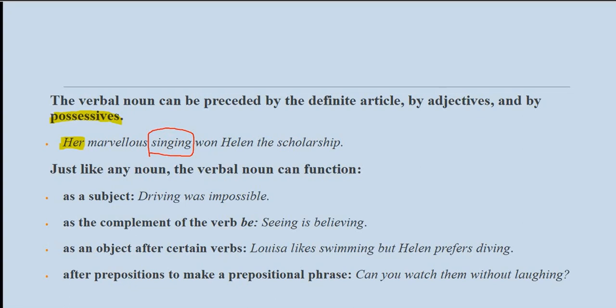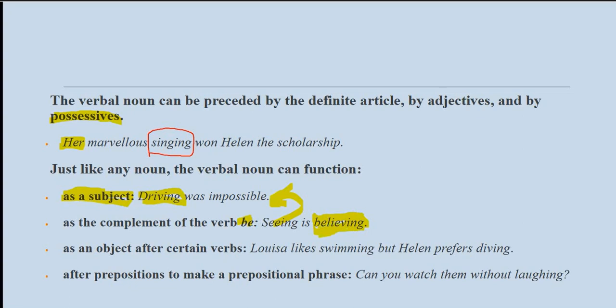So just like any noun, the verbal noun can function as a subject. So it can be a subject of a sentence, like driving was impossible, like swimming is good. It is like my example. So as the complement of the verb be, so seeing is believing. Here the complement is believing actually. So seeing is the example of the subject form, the first item. But here you can see the complement believing, görmek, inanmaktır. So here the believe is also a noun, but it is a verbal noun.